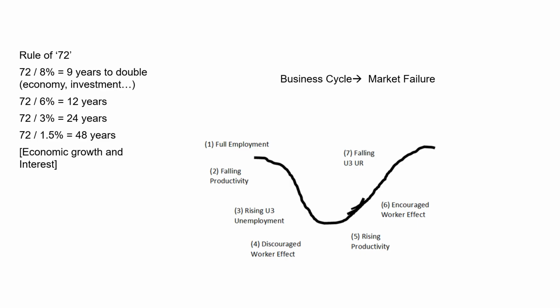So if you're at a lower rate, if you're receiving 6%, that takes 12 years. 3%, 24 years. 1.5%, 48 years. So now let's go from those to our own personal investments, which we are more interested in many ways.